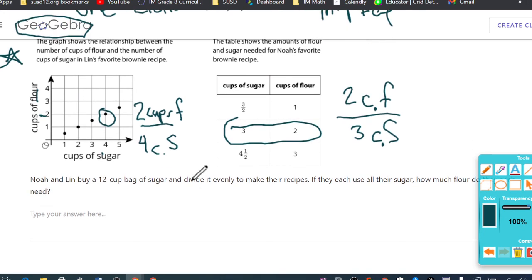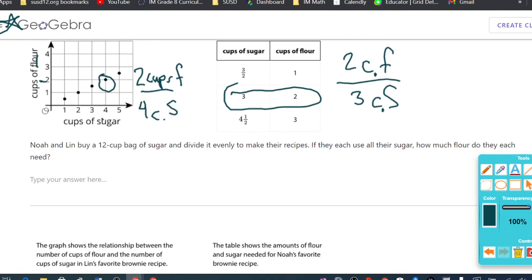Noah and Lynn buy a 12-cup bag of sugar and divide it evenly to make their recipes. If they each use all their sugar, how much flour do they need? Okay, so it's a 12-cup bag. That means Lynn is going to have 6 cups of sugar to make her recipe, and Noah is also going to have 6 cups of sugar to make his recipe. How much flour does each person need?